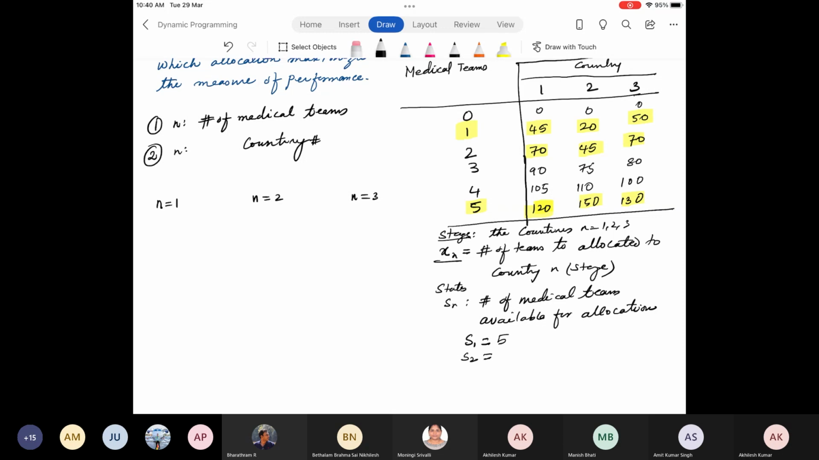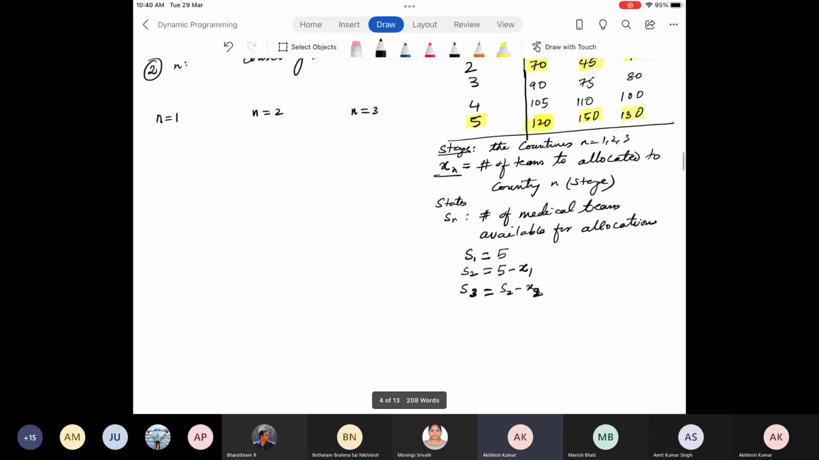Sir, it depends on S1. It depends on S1 or X1. X1. What would S3 be equal to? Depends on X2 plus X. It will depend on S2 and X3. Sorry, X2. Yes. So let's try to draw it.